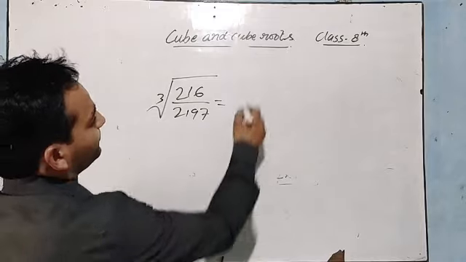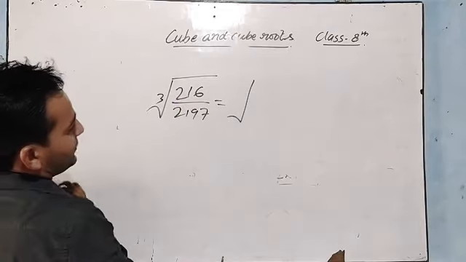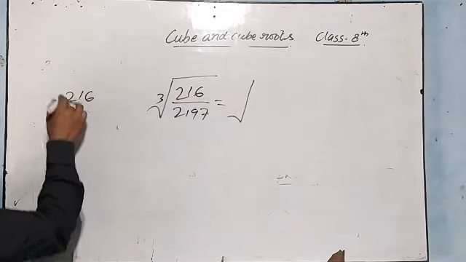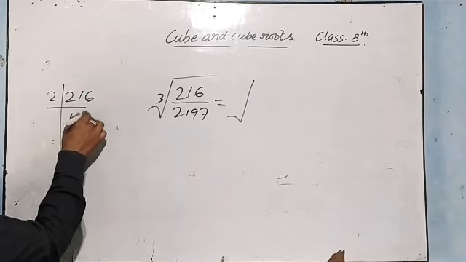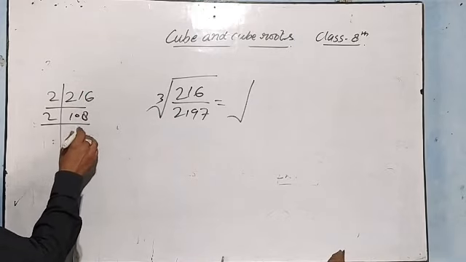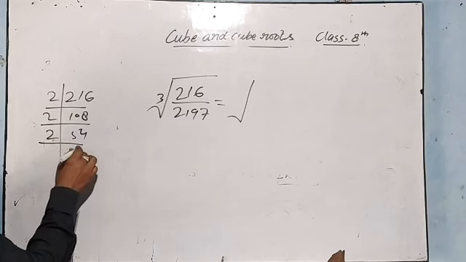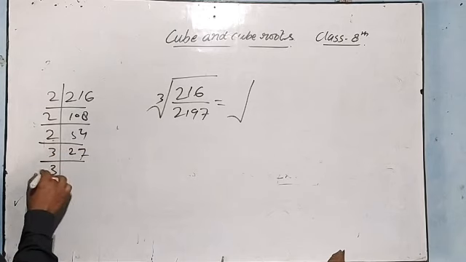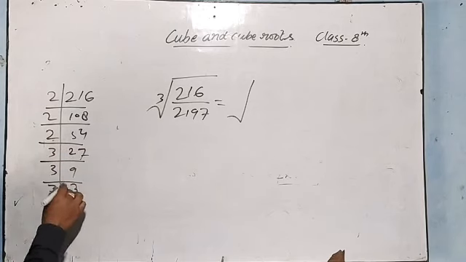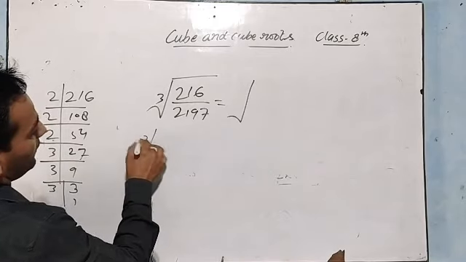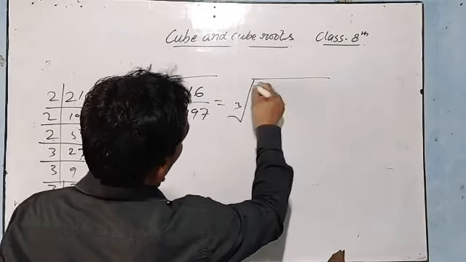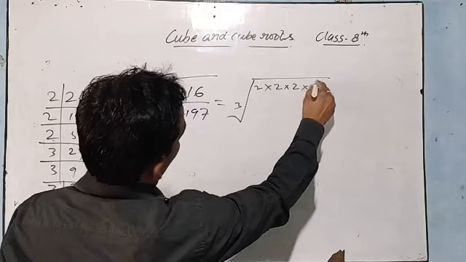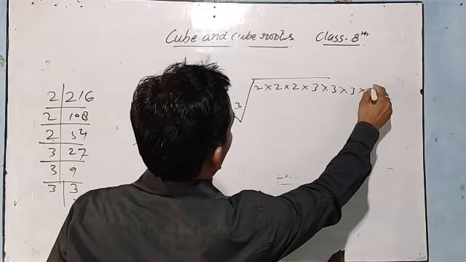This means prime factorization of 216. So 2 3s are 6, 2 2s are 4, 2 7s are 14, so 3 will come. Okay, so we can write 2 multiplied by 2 multiplied by 2 multiplied by 3 multiplied by 3 multiplied by 3.